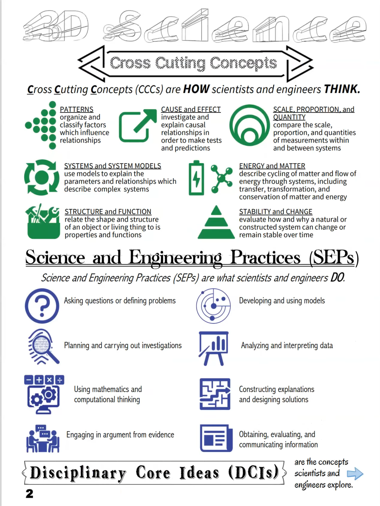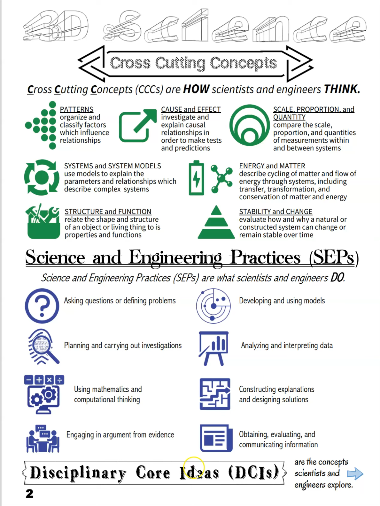Page 2 will always look like this in every single study guide, and these are your 3 dimensions of science that you are very familiar with through all of your science classes here in the state of Utah. We have our cross-cutting concepts. These are how scientists and engineers think. We have our science and engineering practices, and that is what scientists and engineers do.